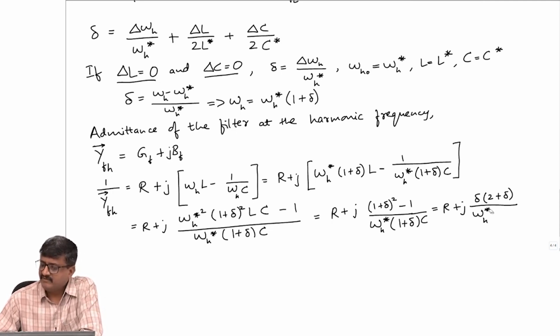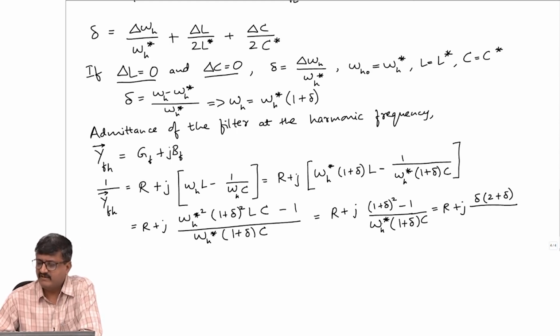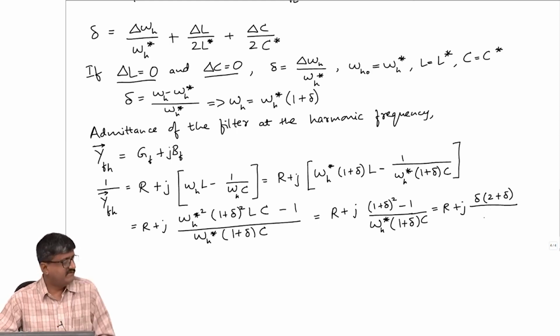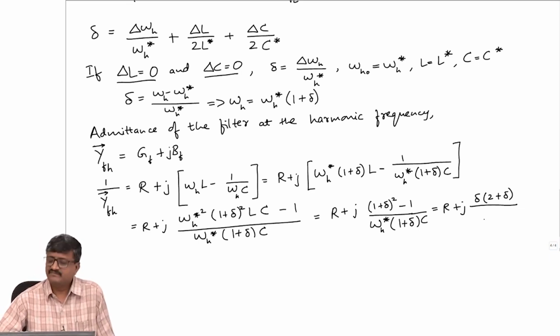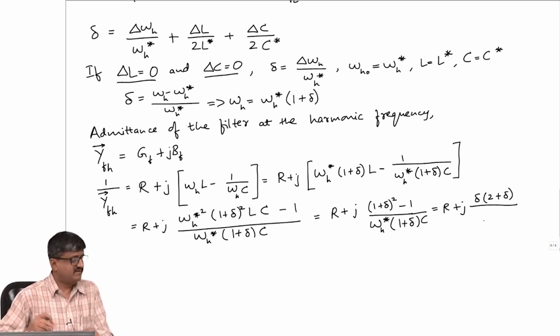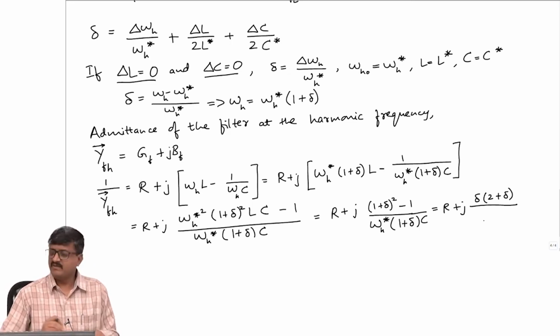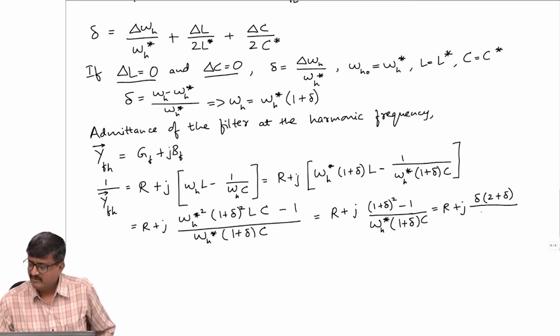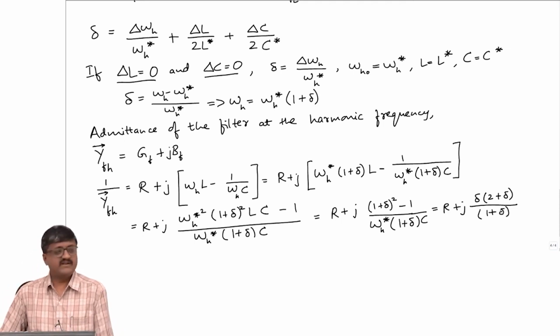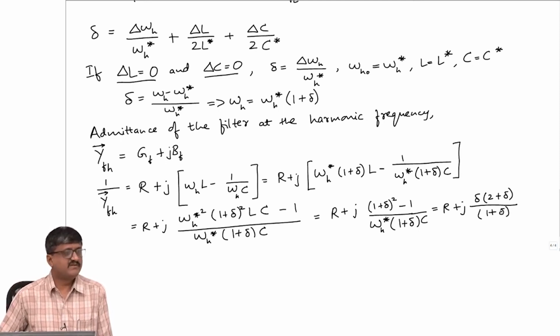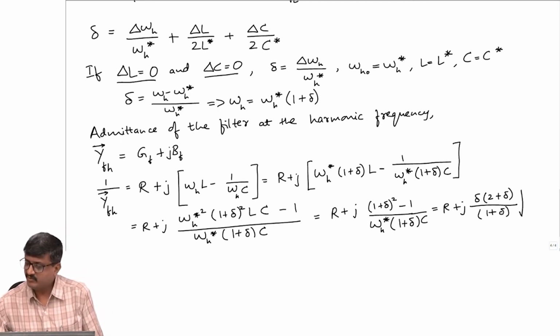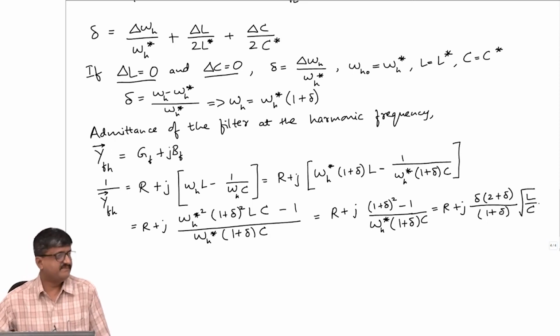So, I will do one more manipulation here. So, I will write this omega H star into C as what? Okay. Suppose I take 1 plus delta here. Can I write omega H star into C as? Yeah, under root of C by L. So, can I write this as root L by C?